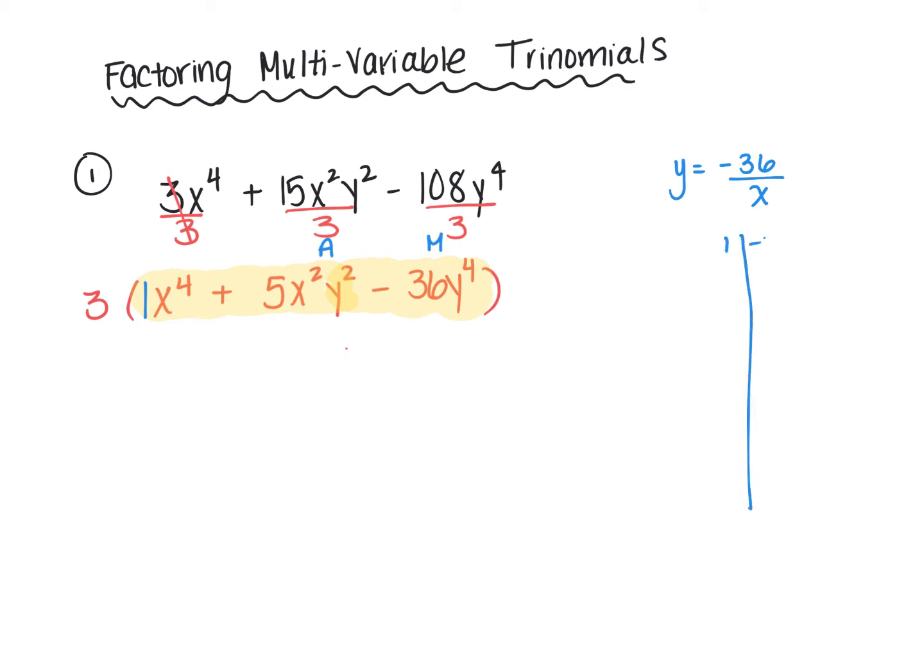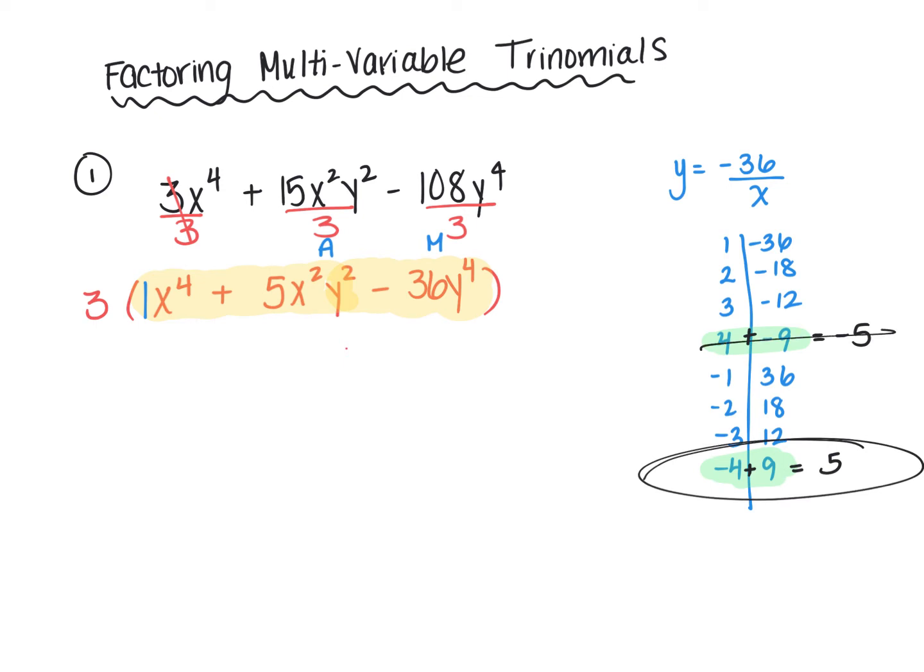Okay, so 1 and negative 36, 2 and negative 18, 3 and negative 12, 4 and negative 9. Now we know this list can be repeated, so negative 1 and positive 36, negative 2, positive 18, negative 3, positive 12, and negative 4, positive 9. We're looking for the pair on this list that's going to add to a positive 5. I'm thinking it's either this one or this one. Let's do it. 4 plus negative 9 is negative 5, and negative 4 plus 9 is positive 5. So this is the pair, not that one.